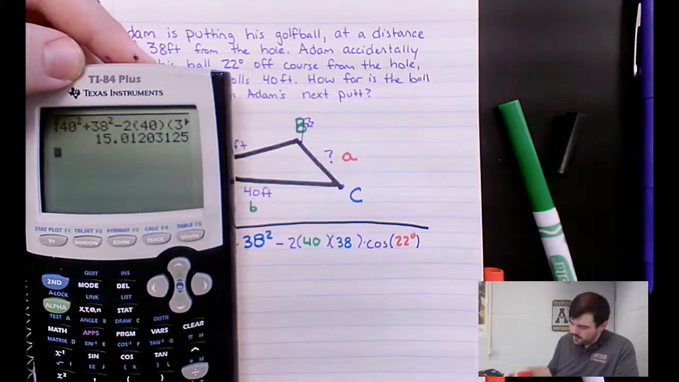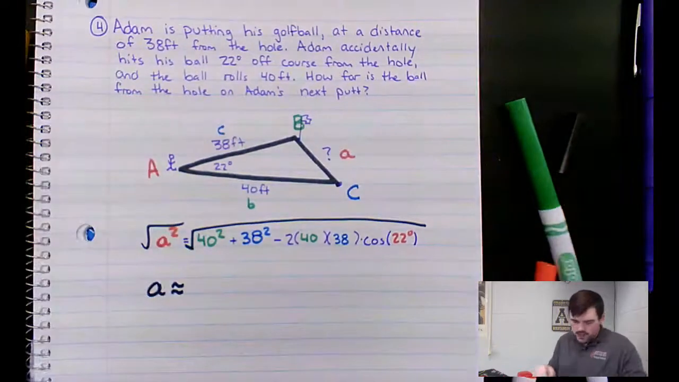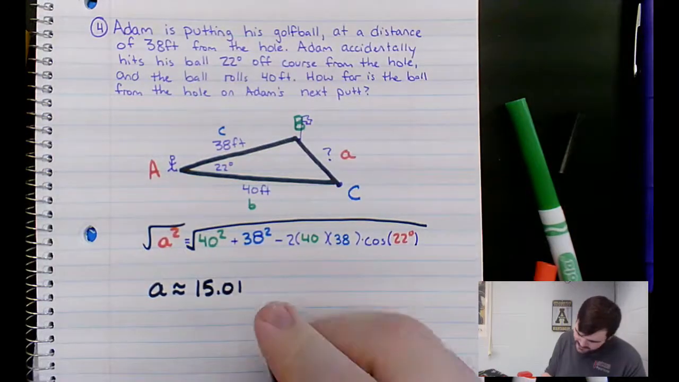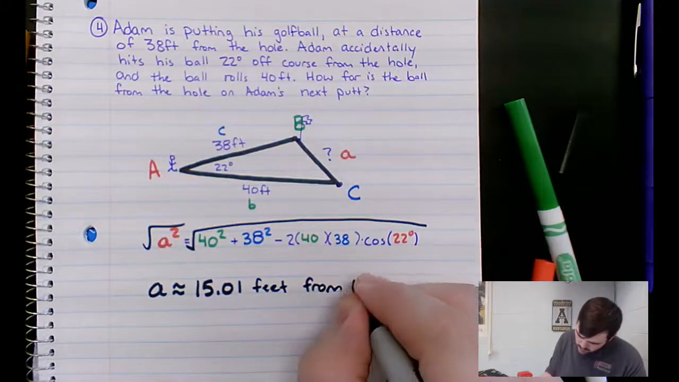You hit enter and you get 15.01. So A is about 15.01, almost exactly 15 feet from the hole.